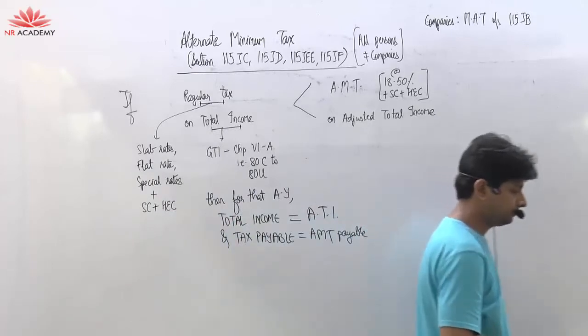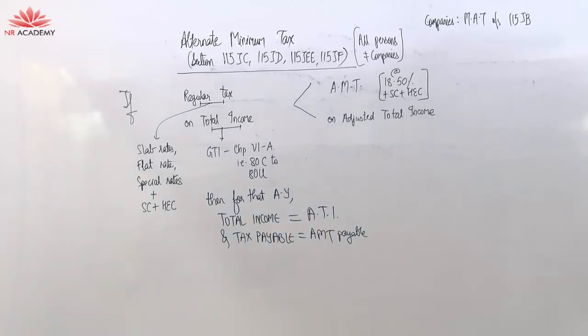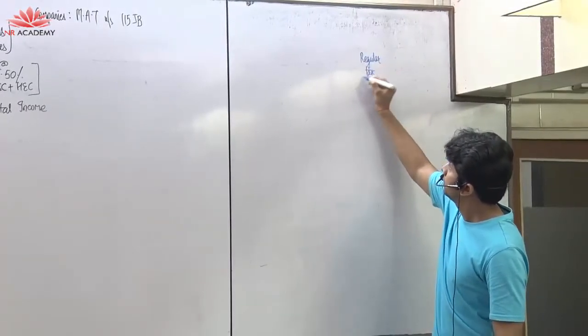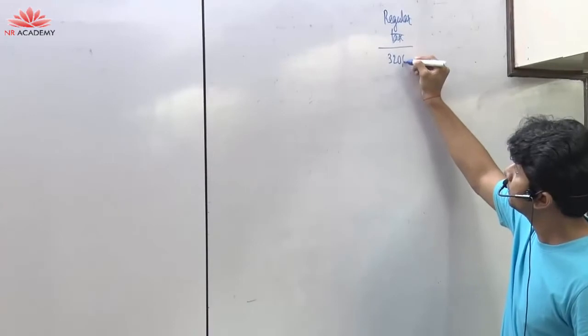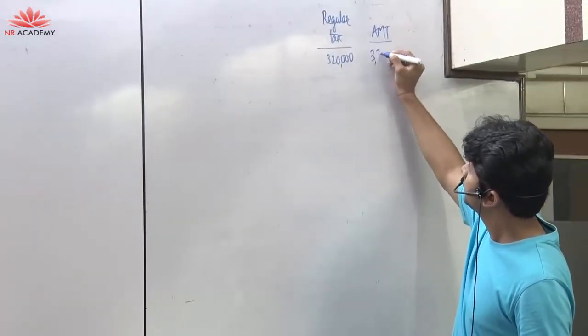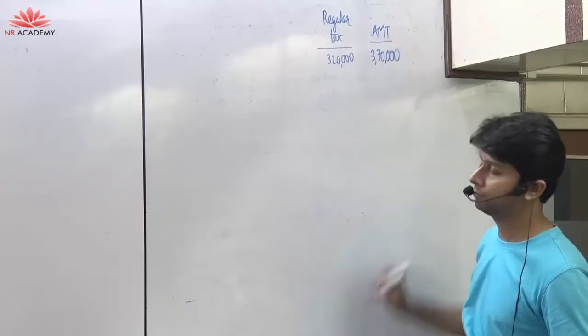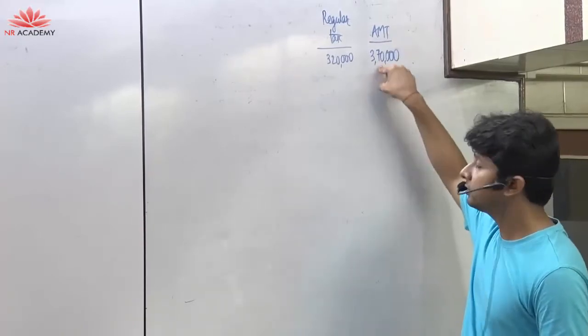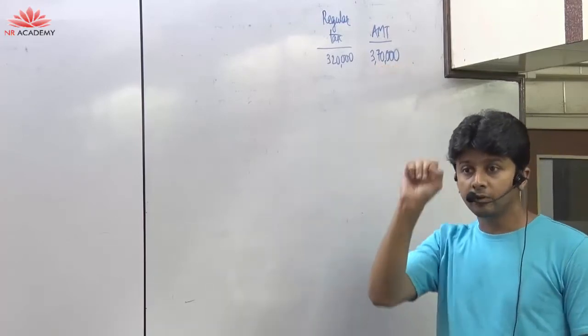So numerically speaking, let's say my regular tax works out to 3,20,000 and my alternate minimum tax works out to 3,70,000. Then for that assessment year, I am supposed to pay 3,70,000 because that is the minimum tax.